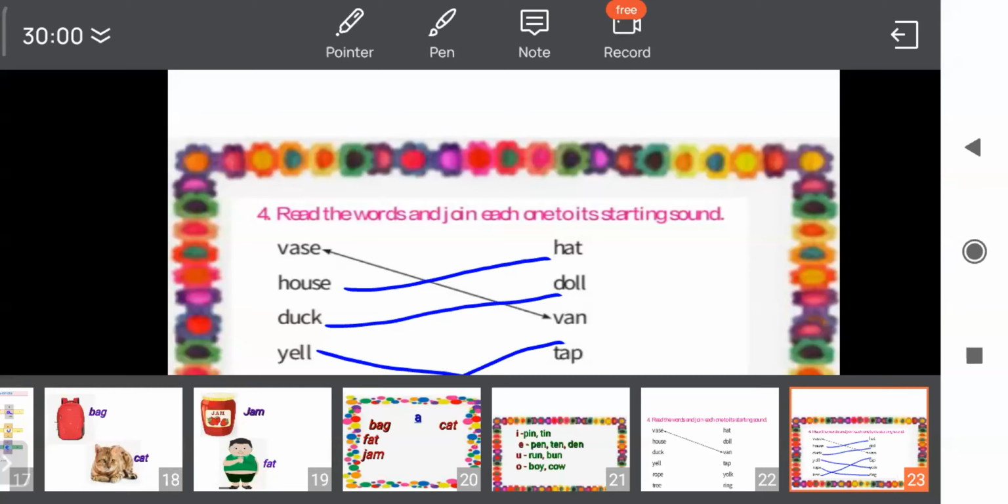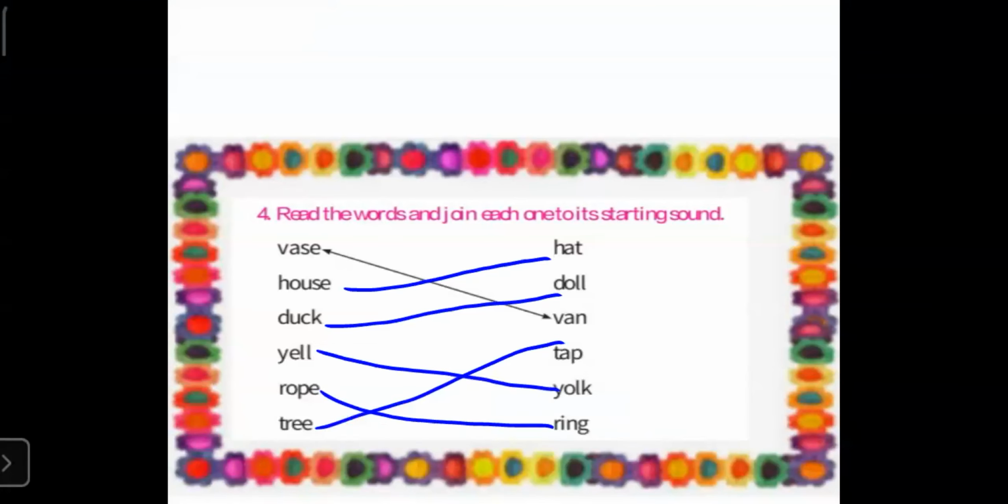R-O-P-E, rope. R-I-N-G, ring. T-R-E-E, tree. T-A-P, tap. So many new words we have learned today, isn't it?